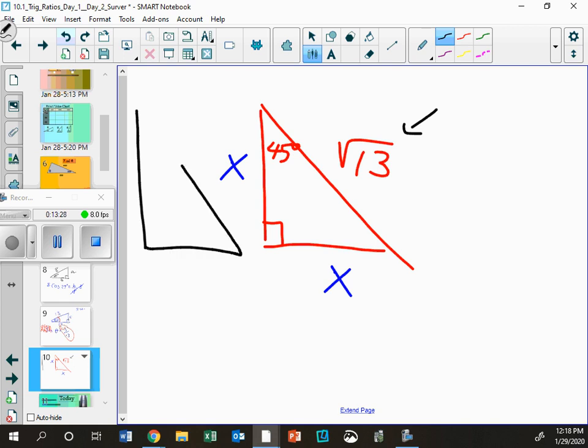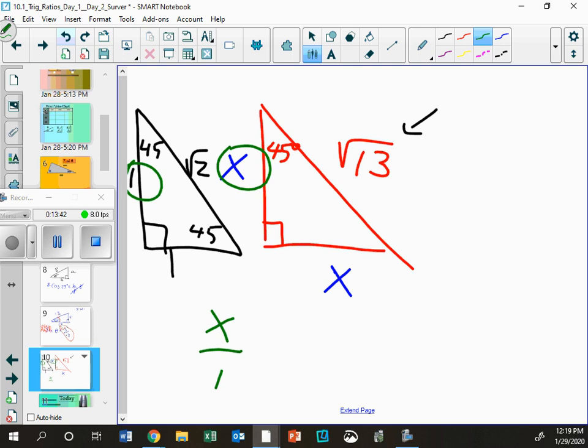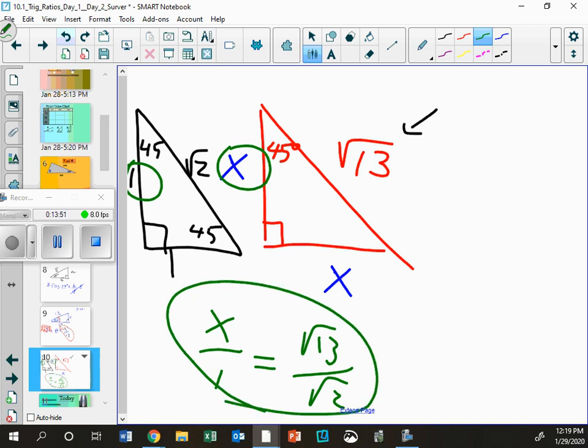I bet you a lot of you did it this way. Helper triangle, 1, 1, root 2. And a lot of you probably remembered yesterday and said, x is to 1 like root 13 is to root 2, and that gets you the answer also. Same answer.